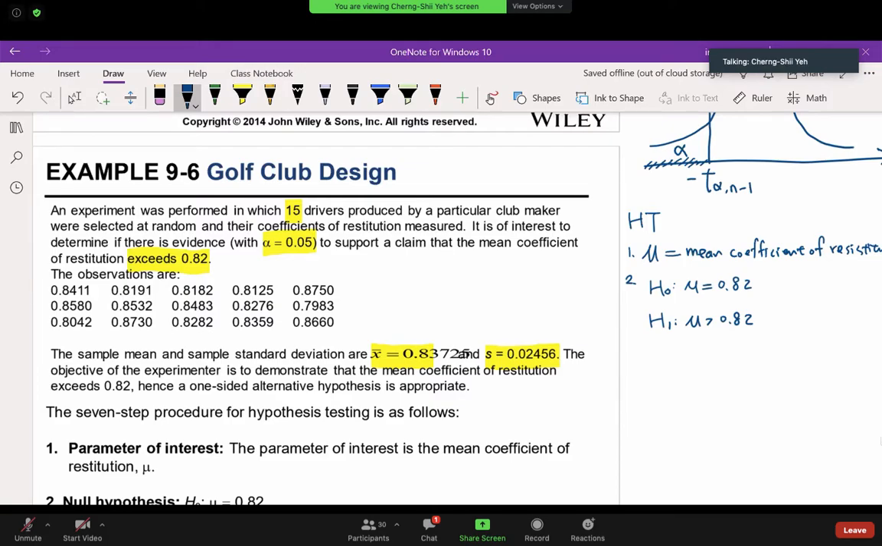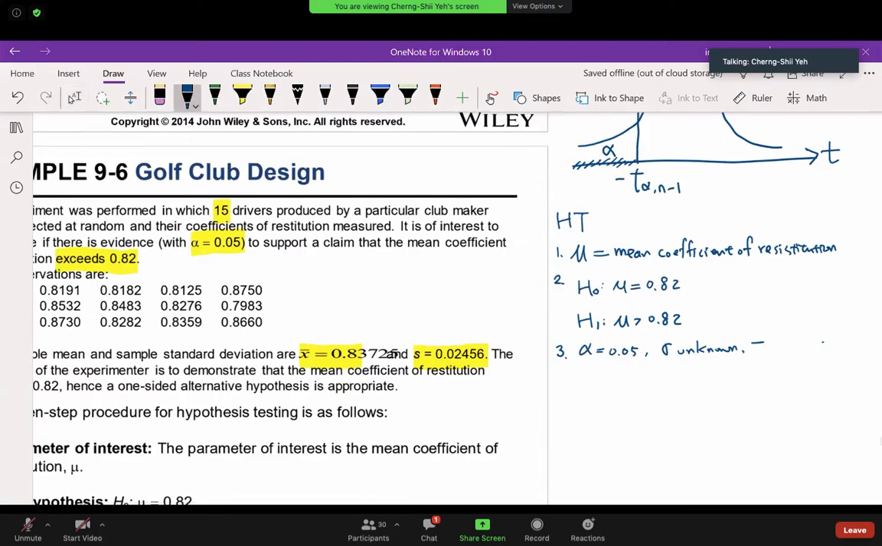Okay, let's start the testing. First, my alpha, in this case, is 0.05. Do we know anything about the population standard deviation? It was not given. This is unknown, which tells us this is our case number 2, and we're going to use the t-distribution. Now let's find our critical value. In this case, it is one-sided, upper bound.